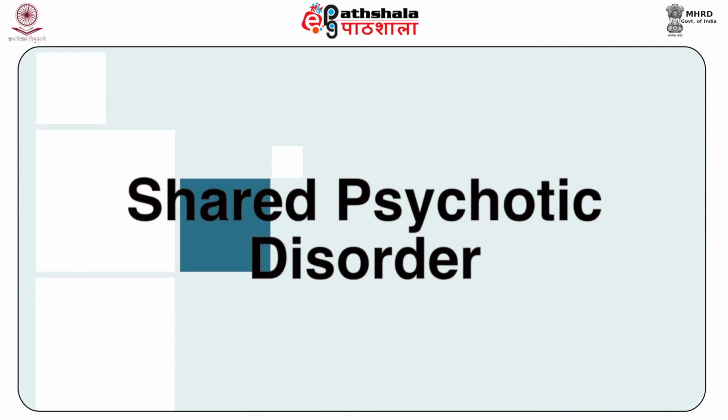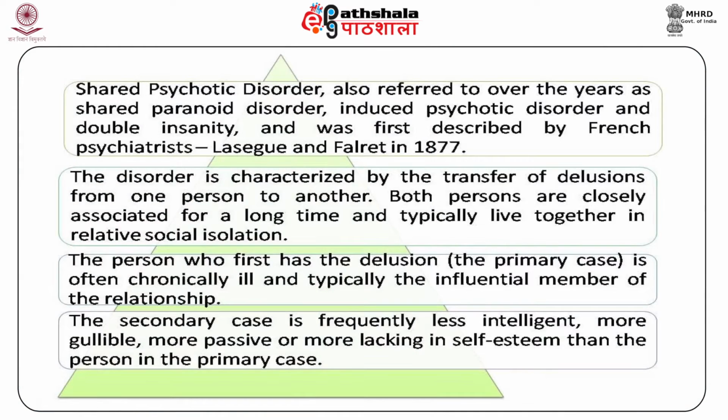Next is shared psychotic disorder. Shared psychotic disorder, also referred to over the years as shared paranoid disorder, induced psychotic disorder, and double insanity, was first described by French psychiatrists Lasègue and Falret in 1877. The disorder is characterized by the transfer of delusion from one person to another.